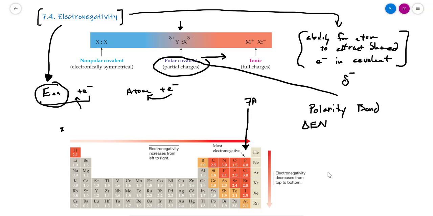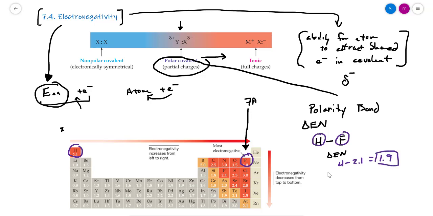For example, if we wanted to think about how polar the HF bond is, we could look at the difference in electronegativity of the hydrogen atom and the fluorine atom. That would be looking at hydrogen here and fluorine here. What we'd see is 4 minus 2.1, which gives us a 1.9 difference in electronegativity.